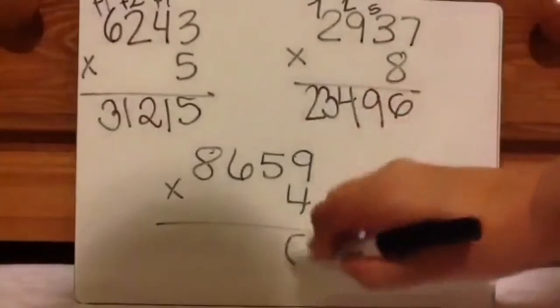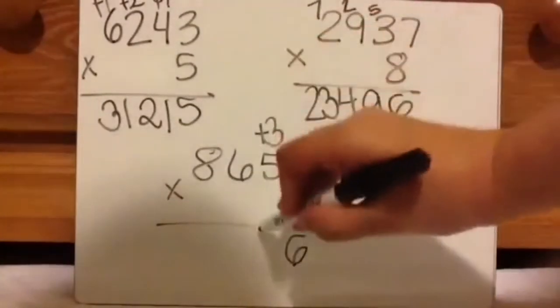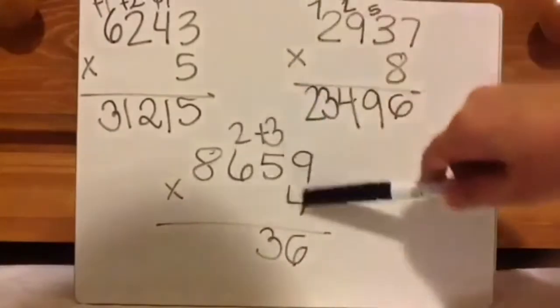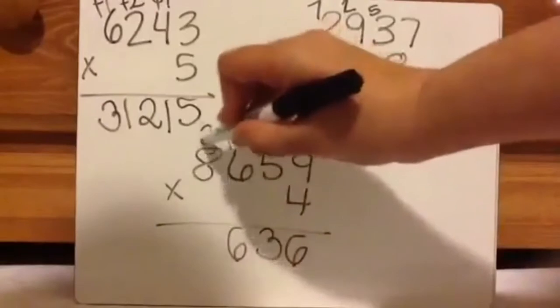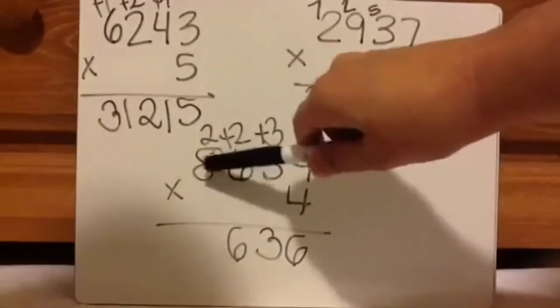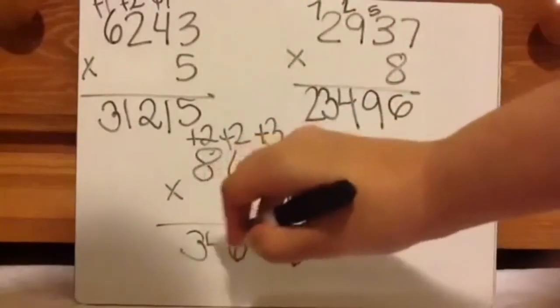4 times 9 is 36. 4 times 5 is 20, plus 3 is 23. 4 times 6 is 24, plus 2 is 26. 4 times 8, 32, plus 2 is 34.